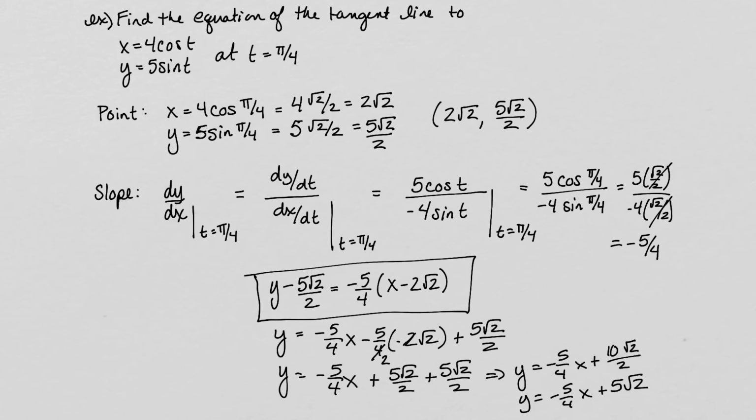You could plug in x and y and m and solve for your b value. Yep, you could definitely do that. You could plug in x, y, and m and solve for b. You should get that 5 root 2 that I just got. Questions?